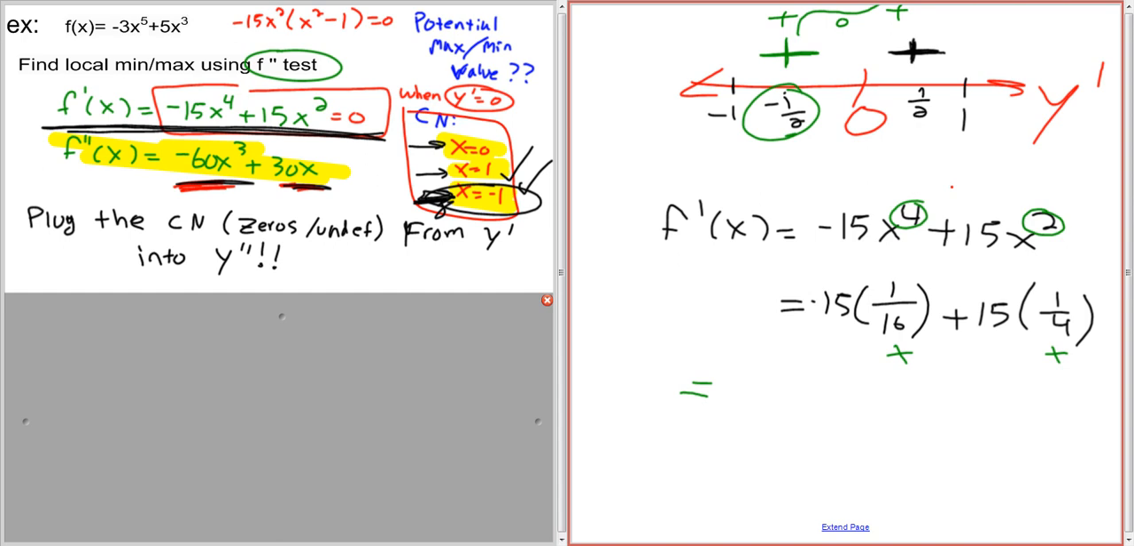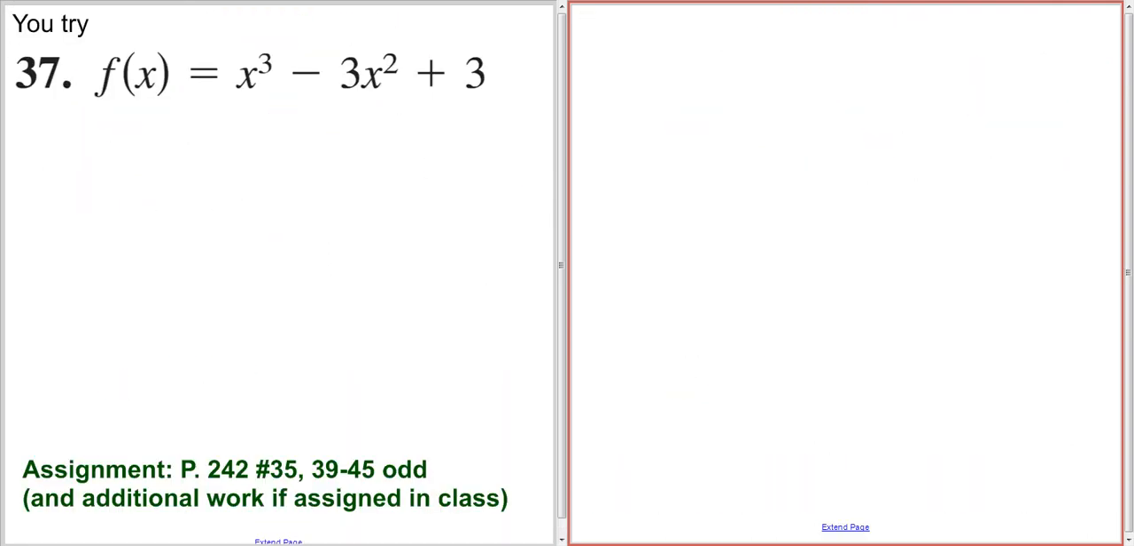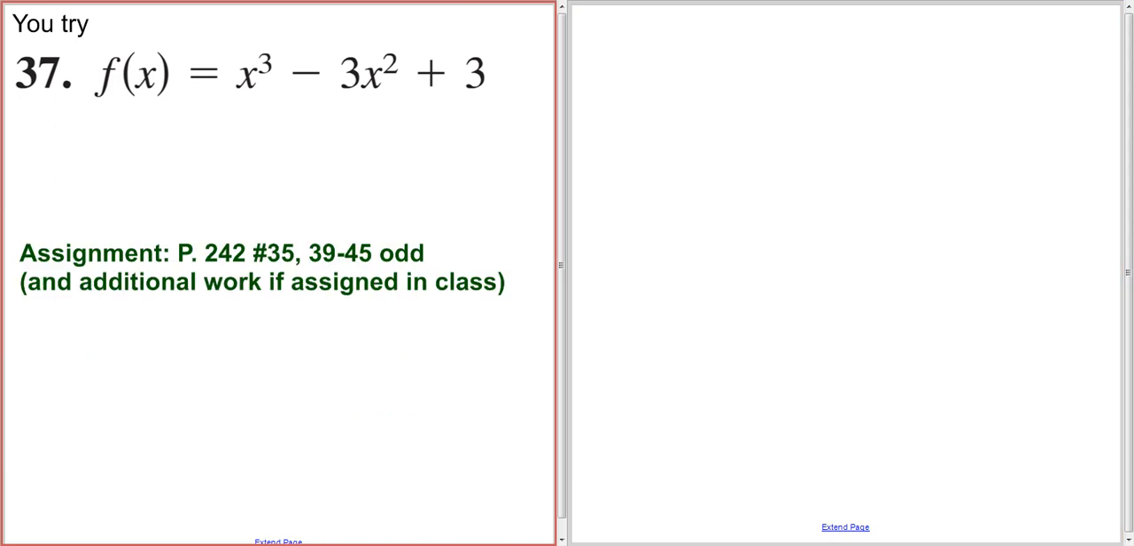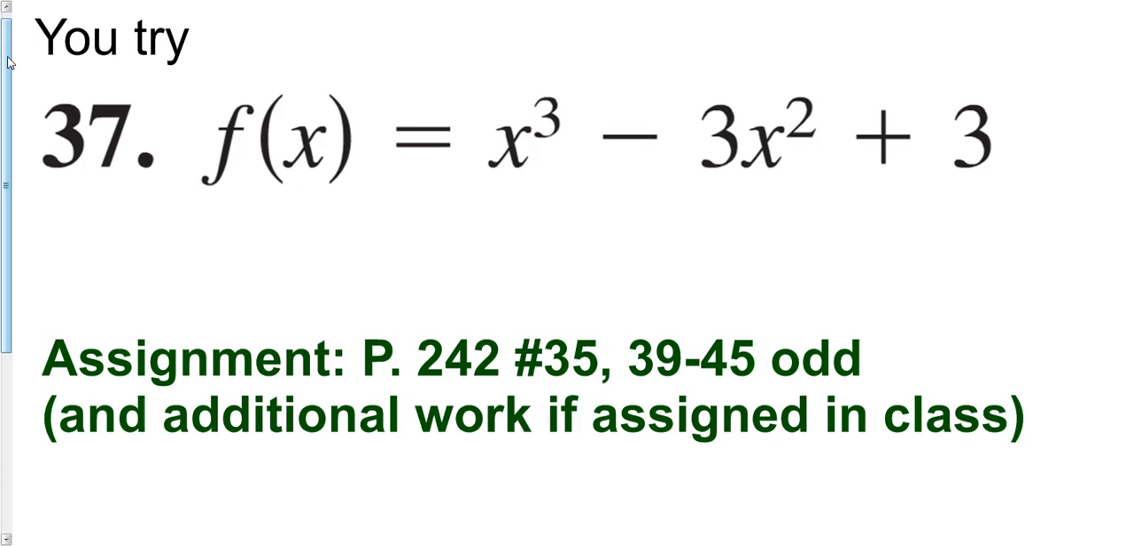Okay, let's see how we're doing here. So you are to try this problem, and here is the assignment. Just be aware, pause the video if you're here right now. This is what you are to try. And then remember, if there's additional work in class, to get that done as well. So give this a shot, and we will see you tomorrow.